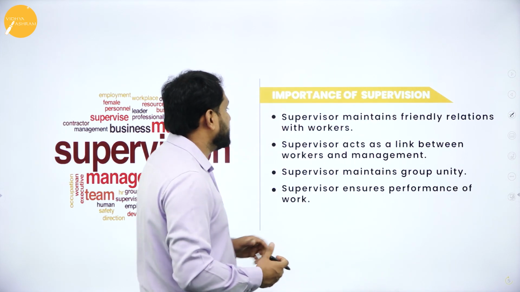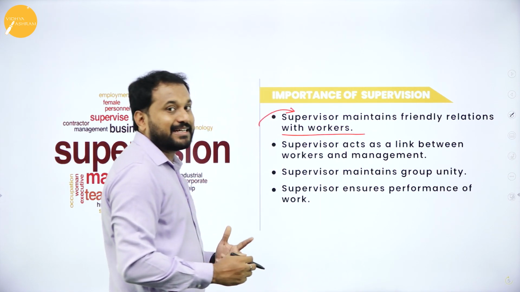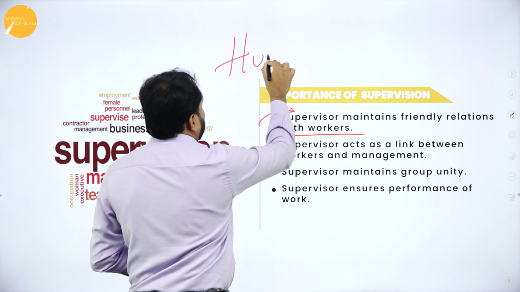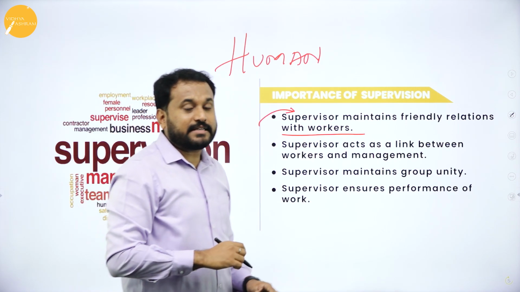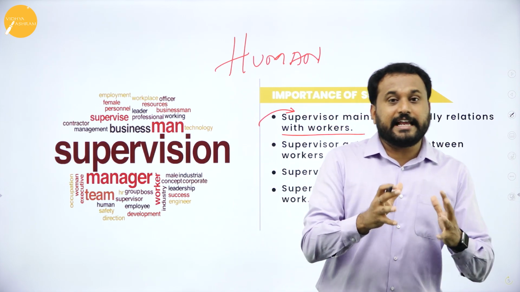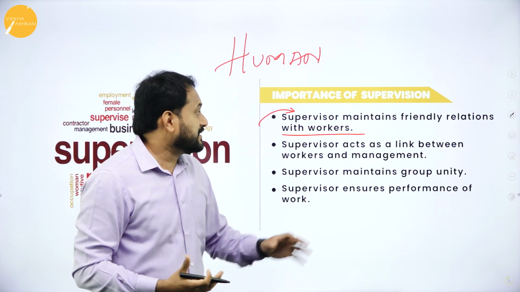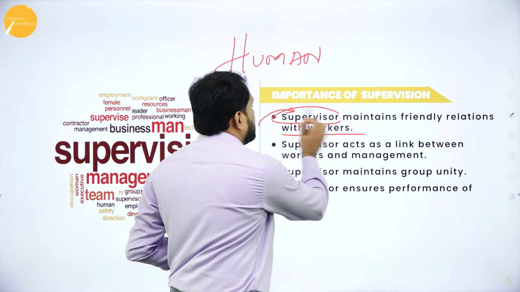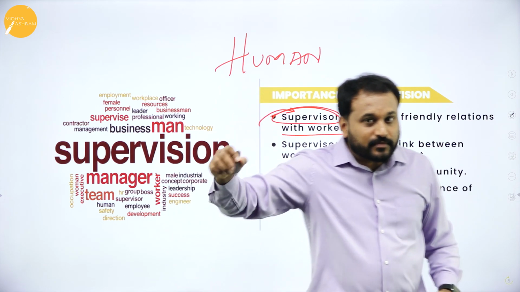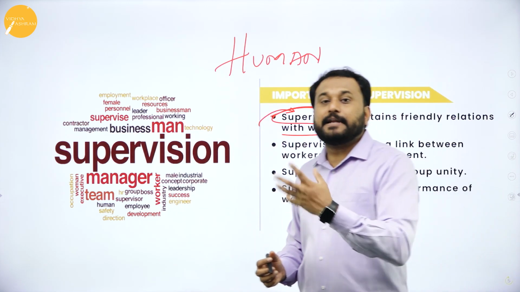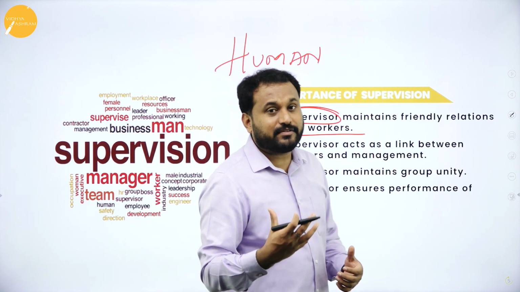The same way, supervisors maintain a friendly relationship with workers. The reason is what? Humans are heterogeneous. When humans are heterogeneous, we need to actually think about their mood swings. Now every day the way I behave will not be the same as the next day, right? So what is the real thing? There will be a person called a supervisor. Now the supervisor needs to maintain a friendly relationship with workers. That means when people are there and they are working, there will be some ego clashes, some fights, some kind of nonsense stuff.